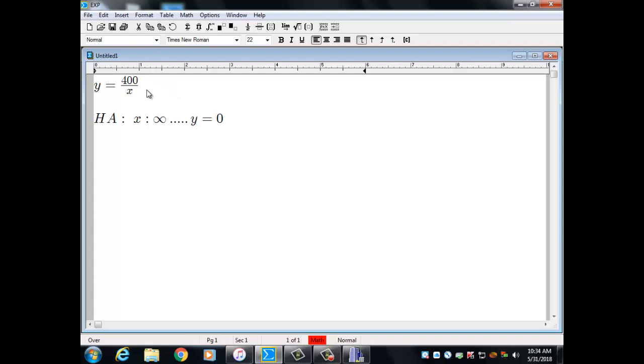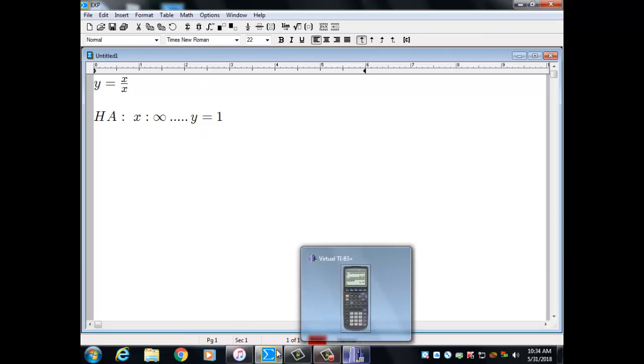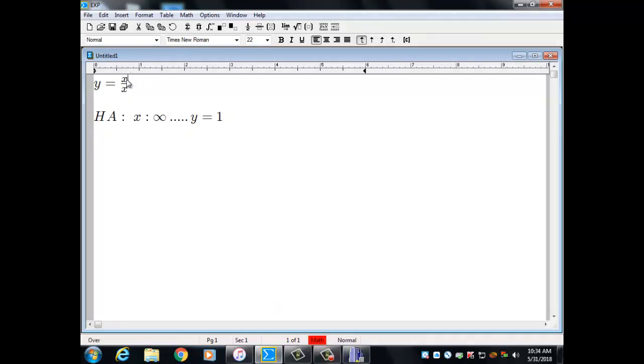Okay? Now, what would you have to do in order for it not to be 0? Well, what about this? What would that be? Do we all agree that would be 1? X divided by x would be 1. Basically, what I'm saying is that any number divided by itself is 1. But my argument to you is that this is also 1. As x gets really, really large, this will approach 1.